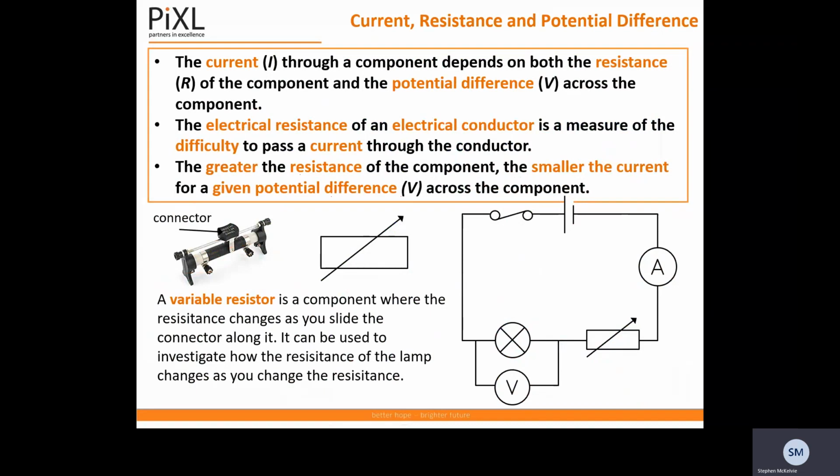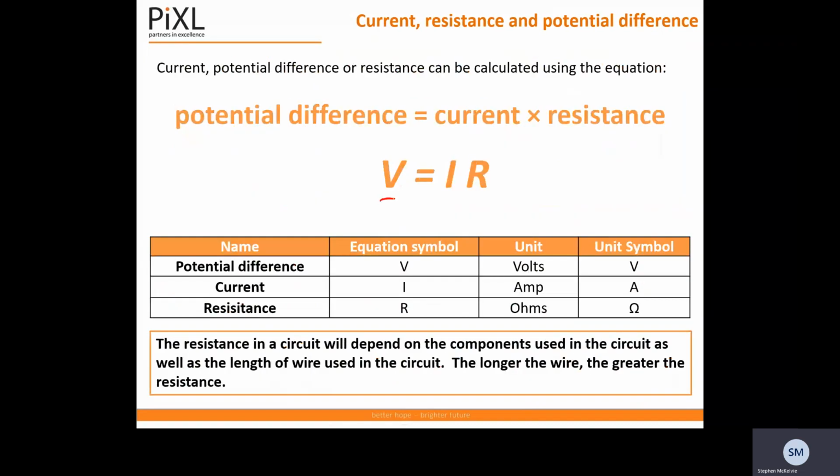Ohm's law: V is equal to I multiplied by R. The total amount of voltage in a circuit is equal to the current in amps multiplied by the amount of resistance in ohms. So if I have 2 amps of current and 2 ohms of resistance, that means I've got 4 volts of potential difference in my circuit.